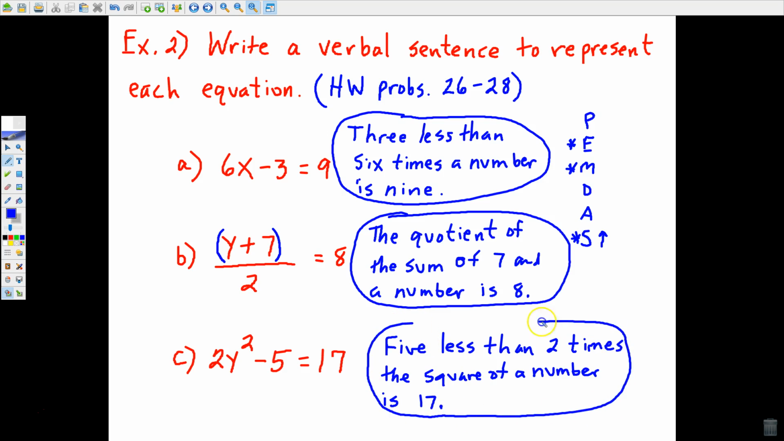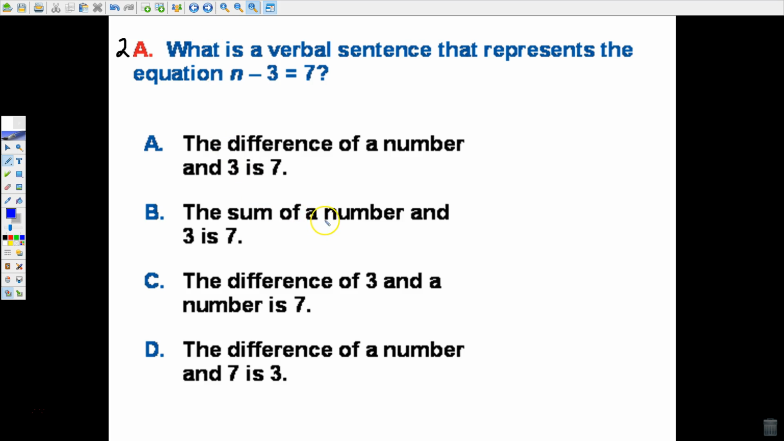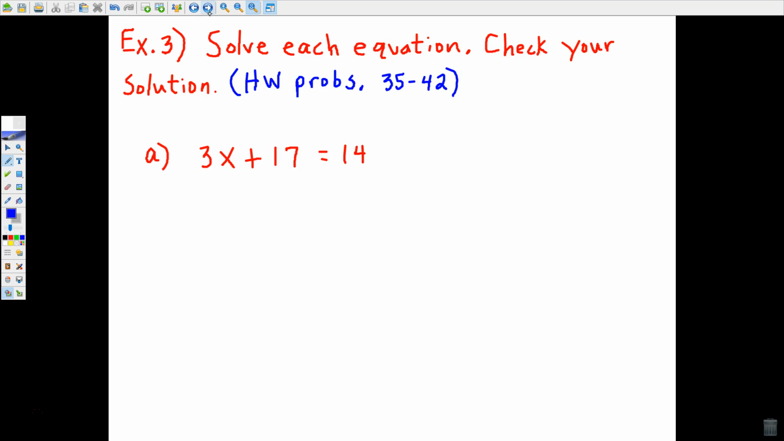All right, so let's double check that, make sure I caught everything. 5 less than, that's my subtraction. 2 times, that's the multiplication. The square of a number, that takes care of the exponent, is equals 17. All right, that's good enough for that example. Okay, and then I'm going to just fly through these. You'll have a chance in class to show me that you understand how to do those. So for sake of time, let's jump into some examples for homework problems 35 through 42.